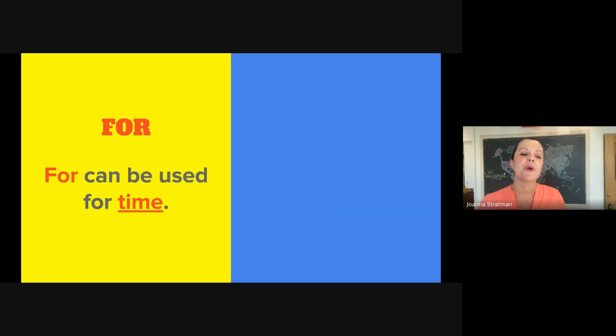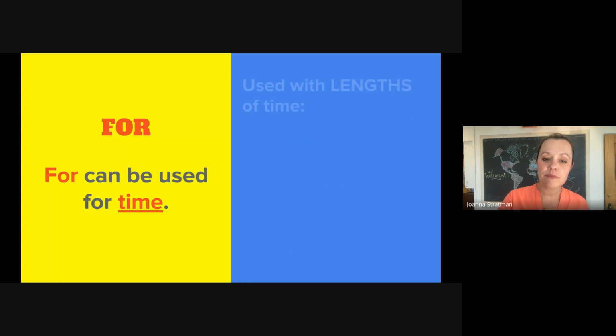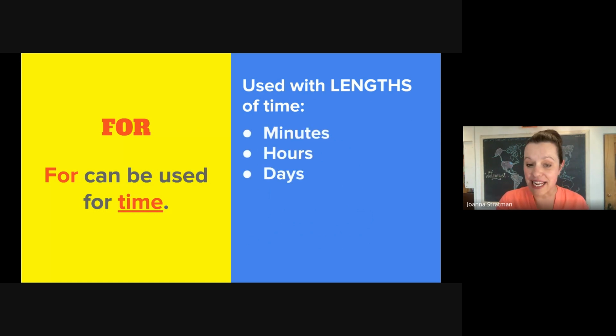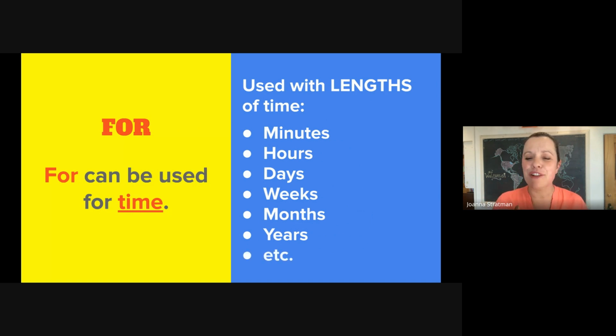Let's start with discussing time. For can be used for time. And it's used with lengths of time. For example, minutes, hours, days, weeks, months, and even years. Let's look at a few examples of how to use for with lengths of time.